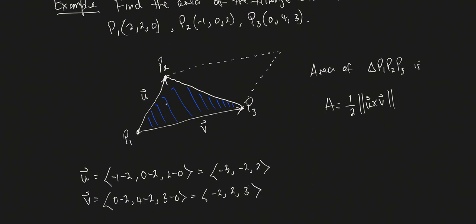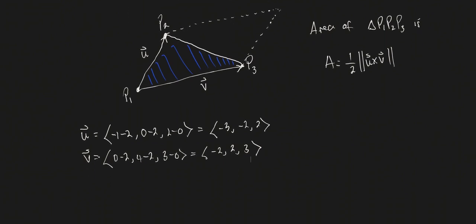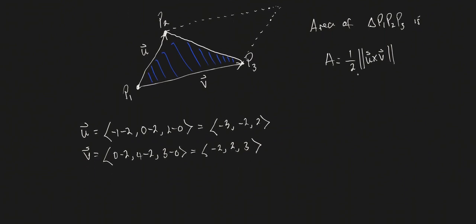Good. So we have the two vectors now that essentially form the sides. You could either say they form these two sides of the triangle, or you could say they define the parallelogram. Either way, we now have to do the cross product. So let's do the cross product of these two. I will set up my 3×3 determinant, I, J, K, and then -3, -2, 2, -2, 2, 3. Then let's use our cofactor expansion.